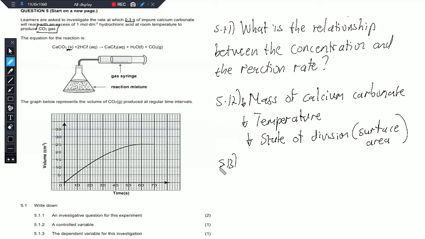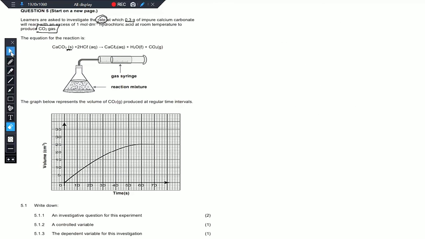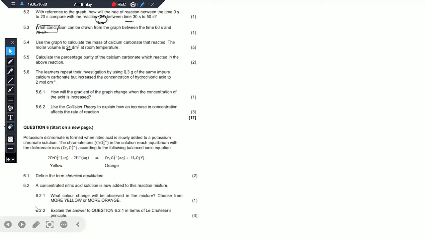And then 5.1.3 says the dependent variable for this investigation. Now we know, what are they trying to investigate? The rate, right? So that's your reaction rate, or you can say rate of reaction. So reaction rate. And that's how you were supposed to go about with those ones. Let's now continue and see more questions.